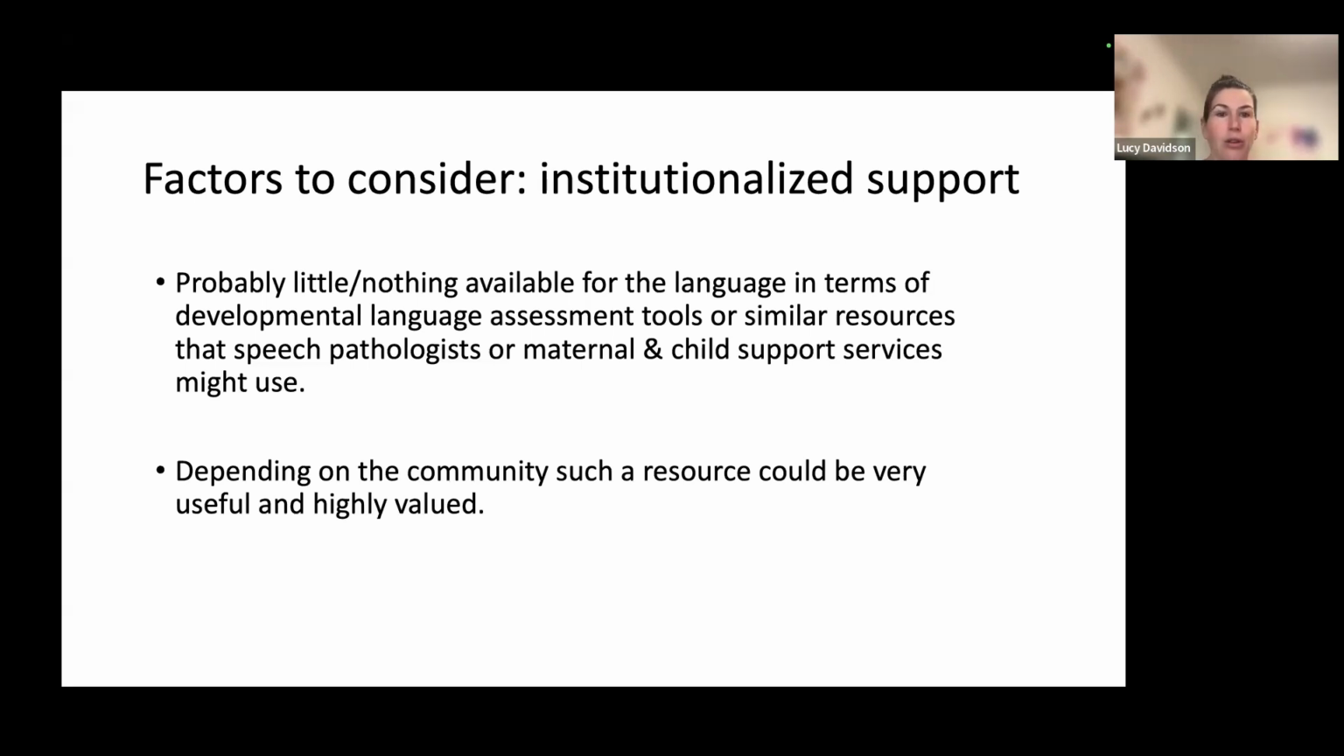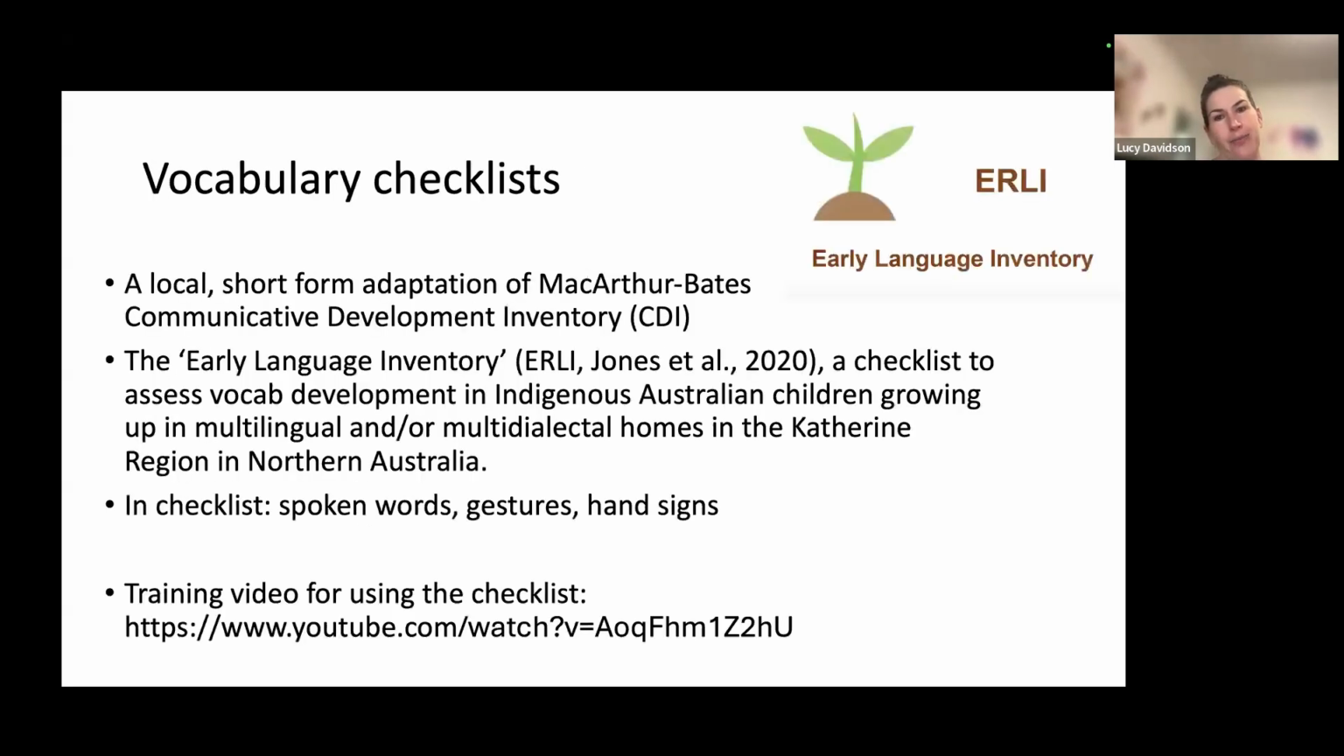So an example of this sort of developmental language assessment tool would be a vocabulary checklist. I will briefly talk about two different vocab checklists that were created for Indigenous Australian communities. This one is called the Early Language Inventory. It's a local short form adaptation of the MacArthur Bates CDI. And it's a checklist to assess the vocab development of Aboriginal children growing up in a particular area of the country, around the Katherine area, and they're all growing up in multilingual and or multidialectal homes.